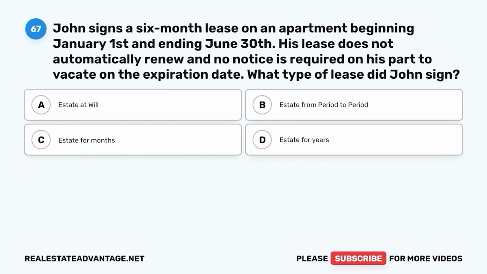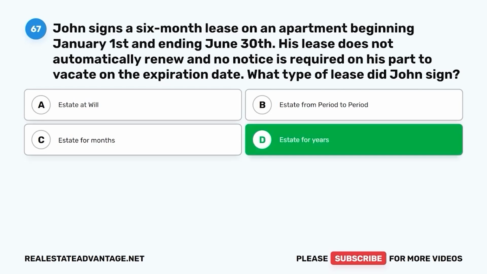Question 67. John signs a 6-month lease on an apartment beginning January 1st and ending June 30th. His lease does not automatically renew and no notice is required on his part to vacate on the expiration date. What type of lease did John sign? A, estate at will, B, estate from period to period, C, estate for months, D, estate for years. The correct answer is D, estate for years.